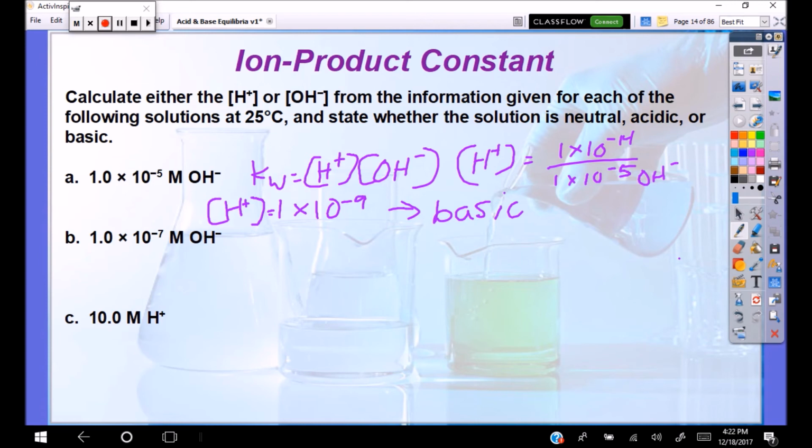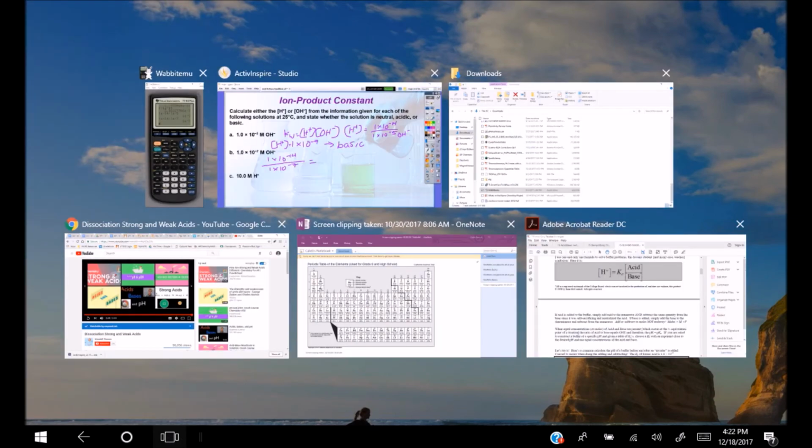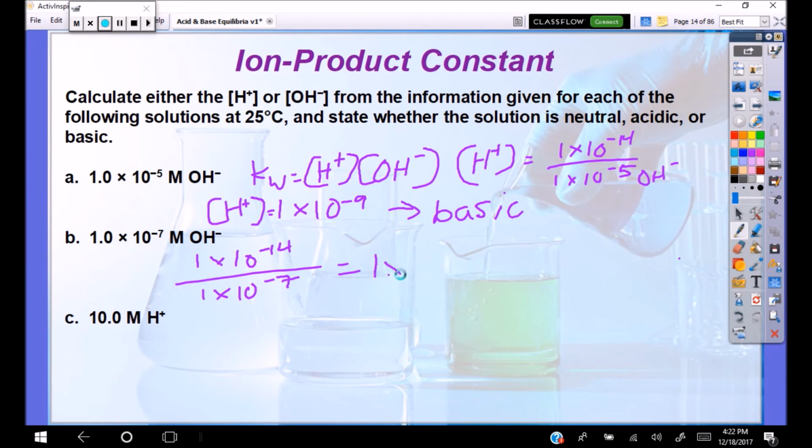1.0 times 10 to the negative 7th molar OH minus. Okay, so we have 1 times 10 to the negative 14th divided by 1 times 10 to the negative 7th. Well, looks like they're going to be equal to each other, aren't they? Or at least fairly close, right? You could probably do this without a calculator, but I'm just going to double check because it doesn't hurt. 1 e to the negative 7th. Look at that, they're the same. Oh man, what does that mean? Well, if they're the same, this is neutral.